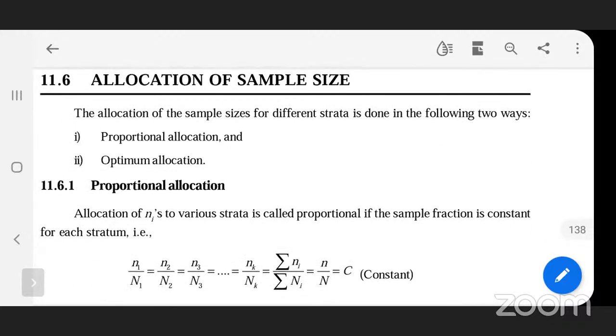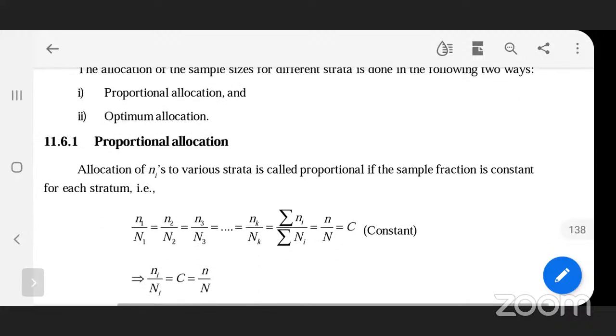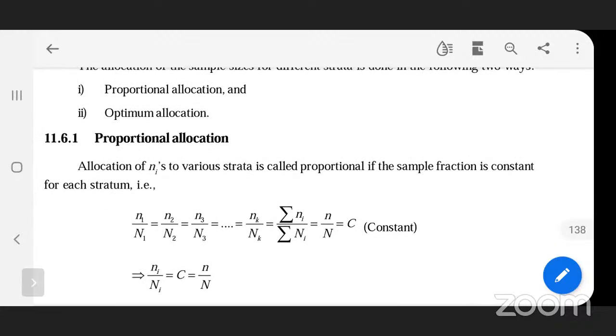Allocation of the sample sizes: it comes to proportional allocation and optimal allocation. Proportional allocation means n1 by capital N1 equal to n2 by capital N2 equal to n3 by capital N3, that all are equal. So it is nk by capital Nk, the ratio is a constant ratio, C. I will take it as called proportional allocation.